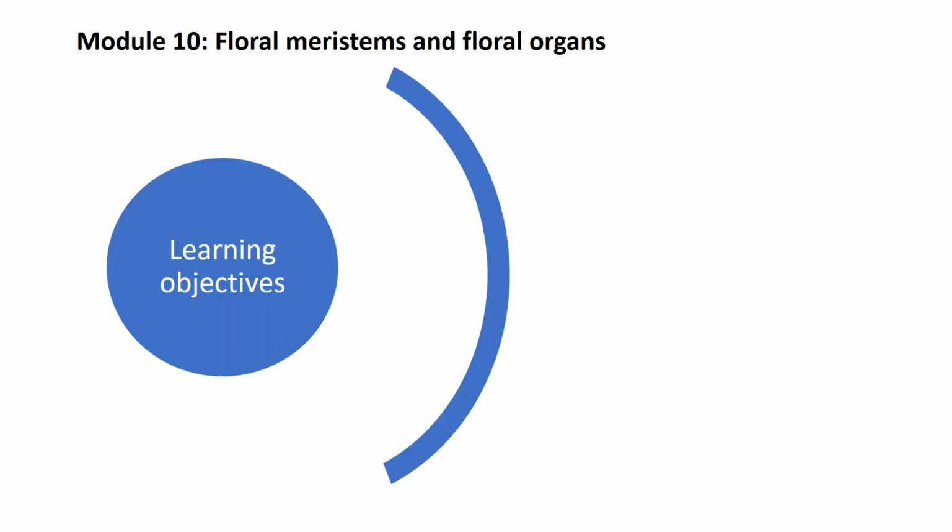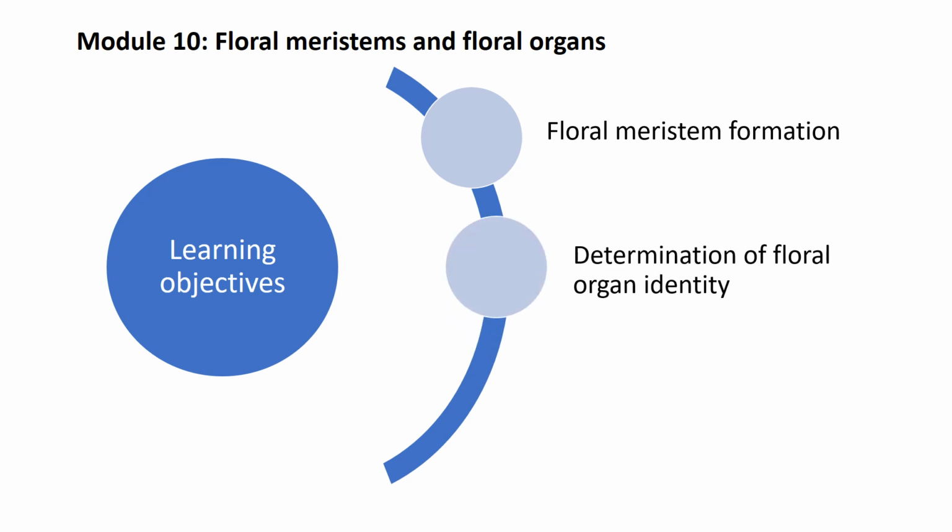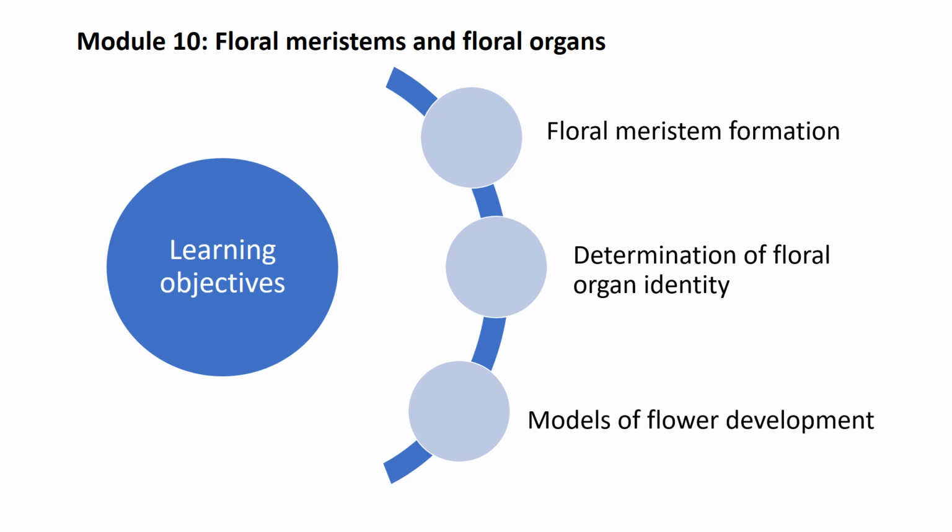The learning objectives of this module include: first, to understand how the floral meristem is formed; second, how the floral organ primordia specify the identity of the different whorls and determine floral organs; and lastly, we shall see some of the models that explain flower development. Let us start then.